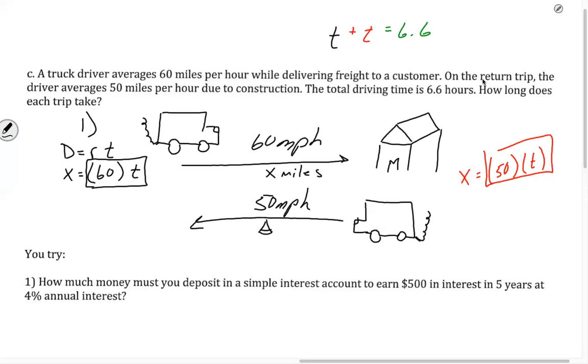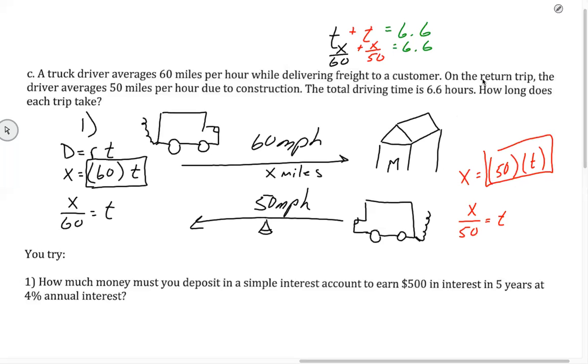So over here, because x's are the same in both, let's figure out the t. So x divided by 60 equals this t. So x divided by 60 is going to go there. Over here, the red t would be x divided by 50. So I'm going to write that there. And that has to equal 6.6. And this is a good one. I like this problem.